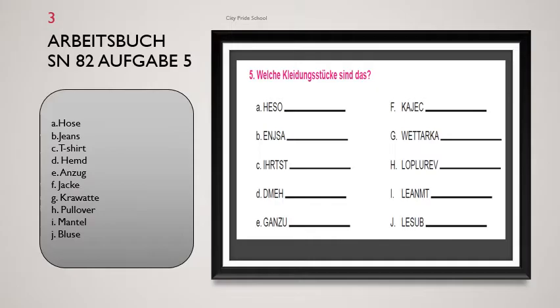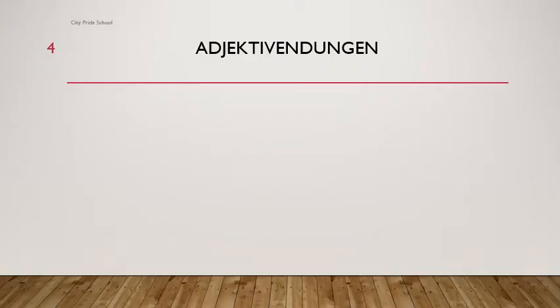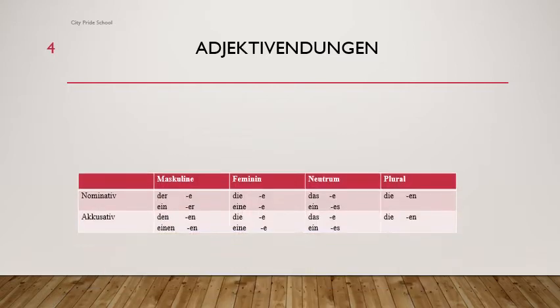Now let's move ahead. The next exercise is based on adjective endungen. So first let's revise the adjective endungen. In 11th standard you have done adjective endungen in nominative and accusative. I hope you remember a little bit. Now there are two tables in adjective endungen. The first table is the with-article table and the second table is the without-article table. So let's see the first table.